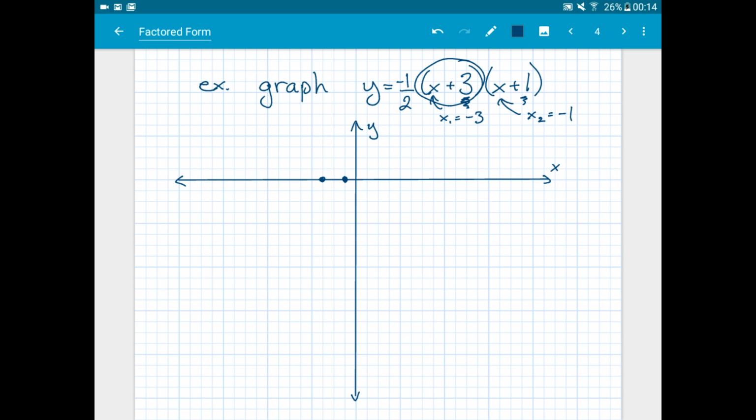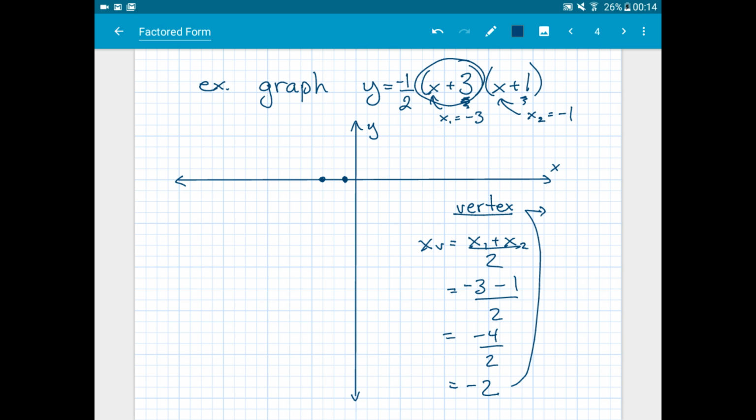Okay, now let's try to figure out what the vertex is. The vertex will help us graph. And if we have the x values of the x-intercepts, we add them up and divide by 2, we get the x value of the vertex. So minus 3 minus 1 over 2 is minus 4 over 2, which is minus 2. Now we can just use this information and plug it in to the input-output machine to tell us what the corresponding output is for the x value of the vertex.